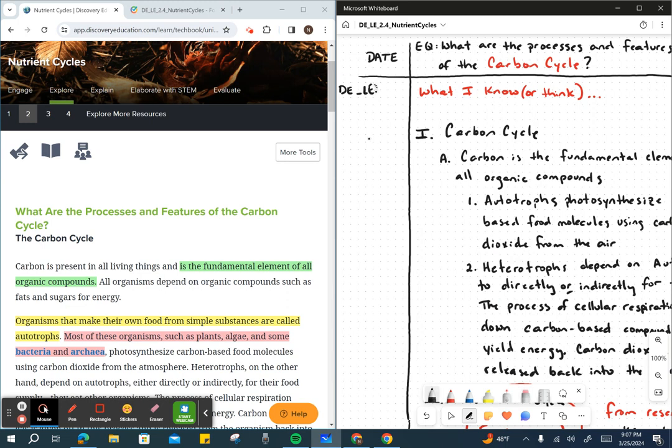Living Earth 2.4.2. Okay. Hit pause and tell me what you know or what you think about that. What are the processes and features of the carbon cycle?